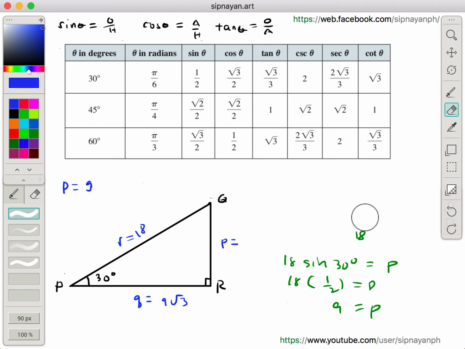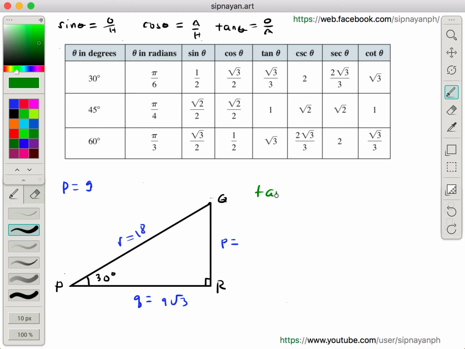Well, tingnan natin. So, tangent. This is tangent theta is equal to opposite over adjacent, which is equal to, what is the opposite side? P over, the adjacent side is 9 square root of 3. No? Ito natin sa baba. So, tangent 30 degrees equals opposite, which is P over adjacent, which is 9 square root of 3.